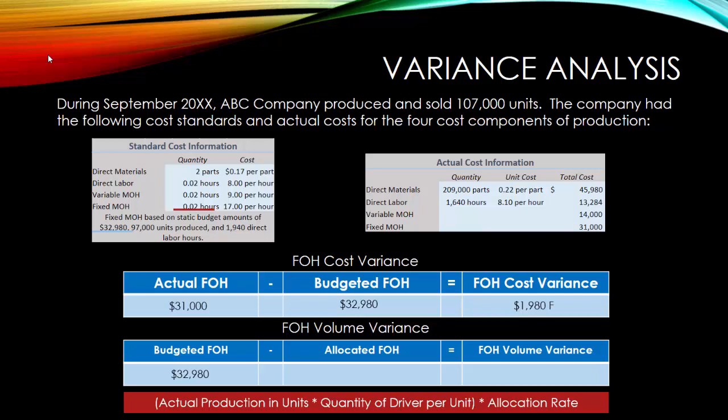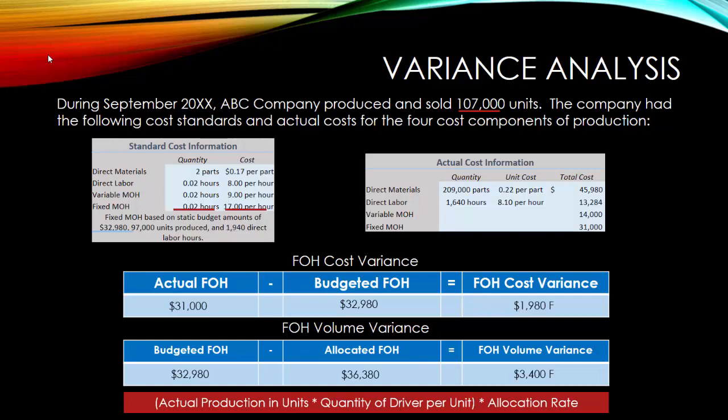So our quantity of the cost driver per unit was 0.02 hours. If we multiply that by our actual production in units of 107,000, and then multiply that product by our standard cost for fixed manufacturing overhead, the product of all three of those numbers together is going to come out to be $36,380, which means we budgeted to have $32,980 in overhead, but we actually allocated $36,380 of fixed overhead to these particular units, which means our fixed overhead volume variance has a difference of $3,400, and it is favorable.